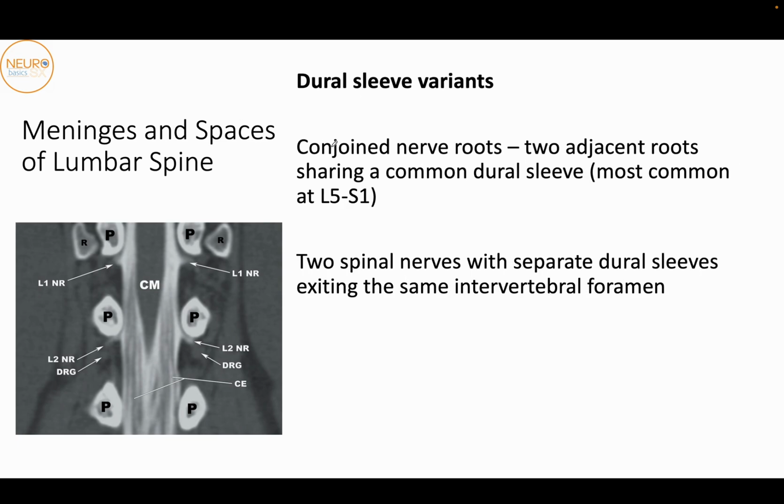There can be some important dural sleeve variants, the most important one being a conjoined nerve root. That is when two nerve roots exit through a common dural sleeve. This most commonly can happen at L5-S1 and that can be problematic during surgery. Sometimes, on the other hand, two spinal nerves have separate dural sleeves but are exiting through the same intervertebral foramen.